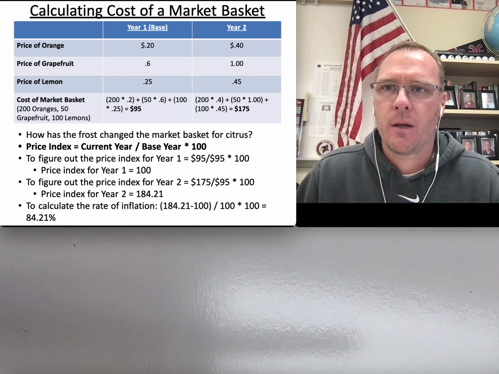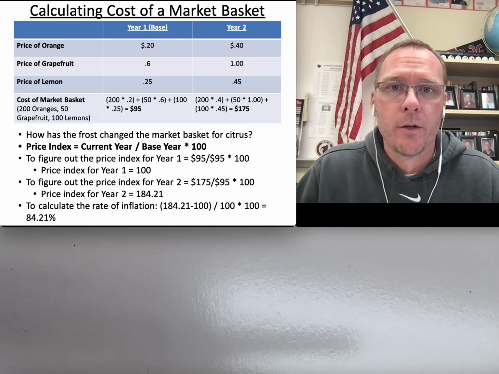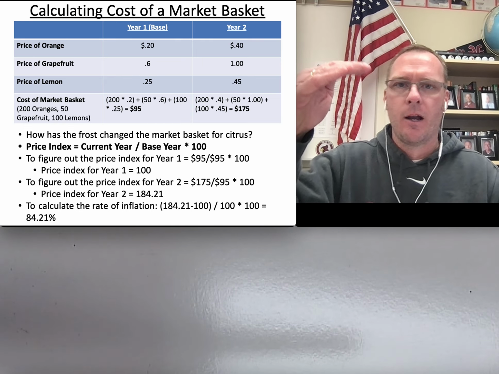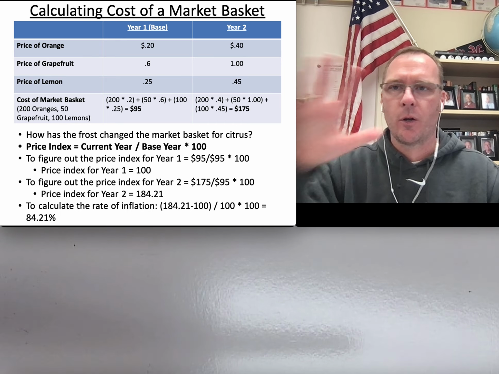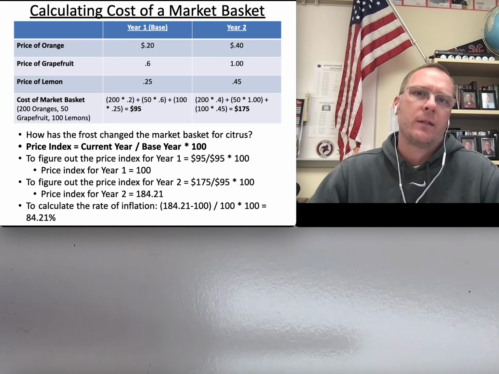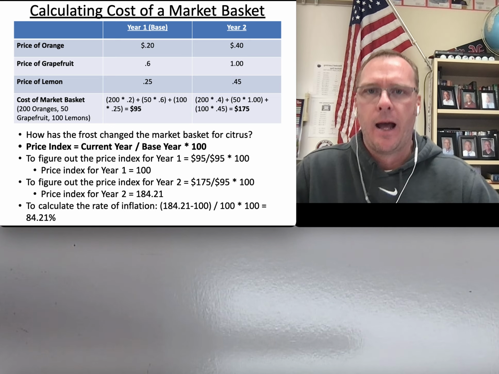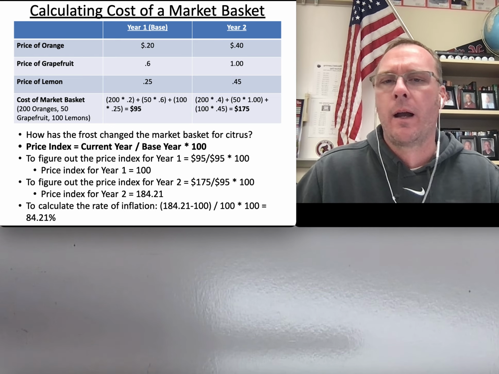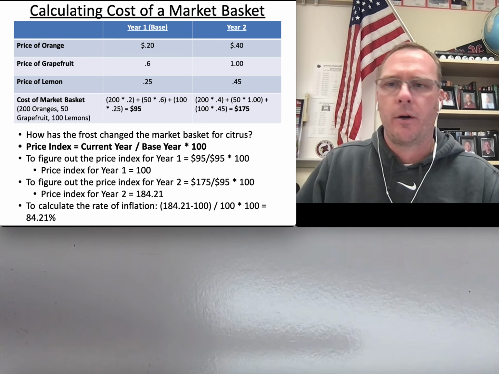Your base year will always be 100, because you're always going to take that number divided by that number times 100. So your base year should always be 100. You wouldn't even really have to calculate that out. You would just know. Going forward, base year is 100.